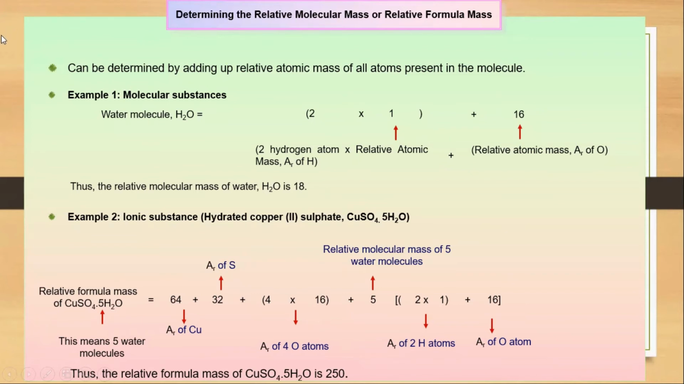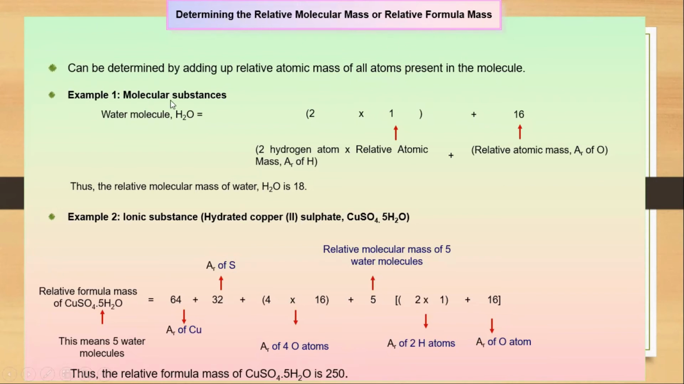Actually, the relative molecular mass or relative formula mass can be determined by adding up relative atomic mass of all atoms present in the molecule. Repeat. It can be determined by adding up relative atomic mass of all atoms present in the molecule.